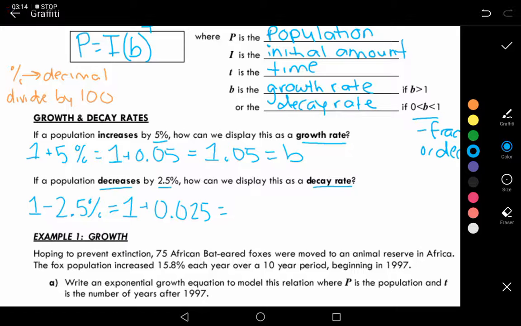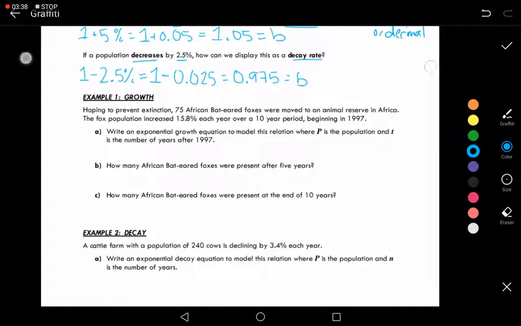Oh, and I put plus. That should be minus. 1 minus, again, the minus is because we're decaying. Do that on your calculator, you will get 0.975, which would be your B value for this situation. So it's always 1 plus or 1 minus, depending on if it's growth or decay.